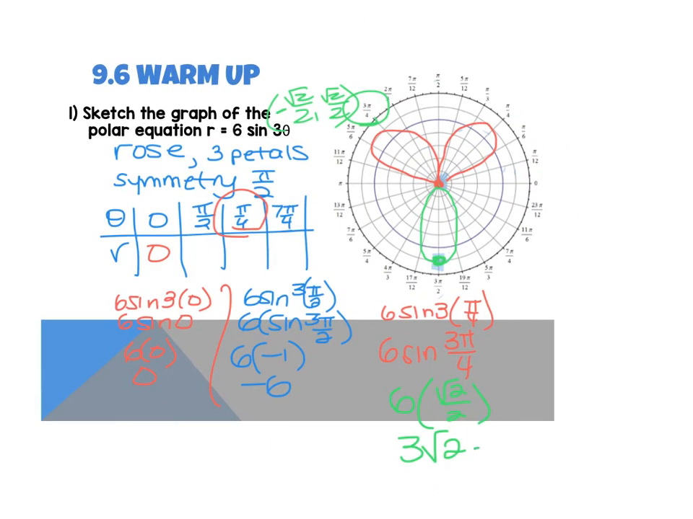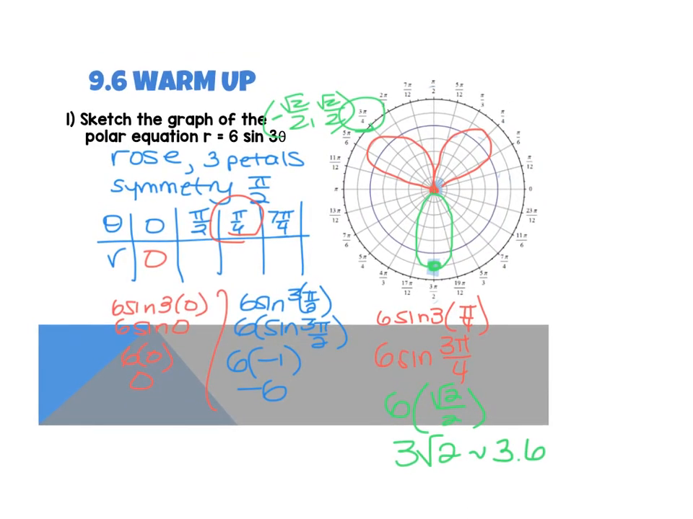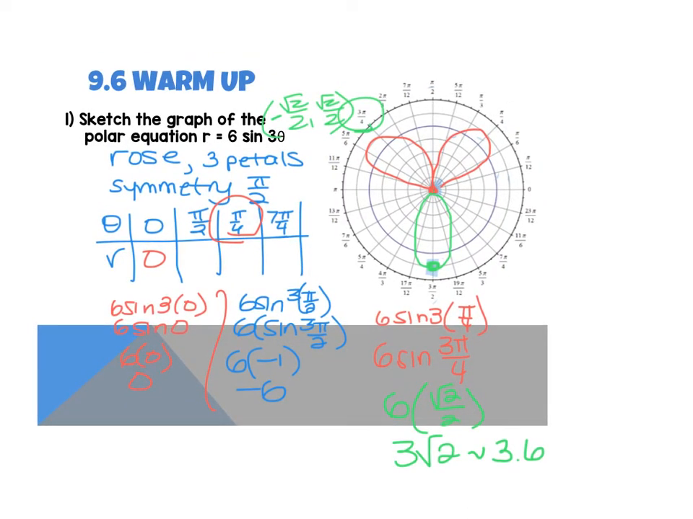And we're going to approximate root 2 to be like 1.2. So this is 3.6. So you multiply it first, and then you find the point. Find the angle. Yeah, and then find that. So I know at pi over 4, I'm going out 3.6, which means that that's not my furthest point.